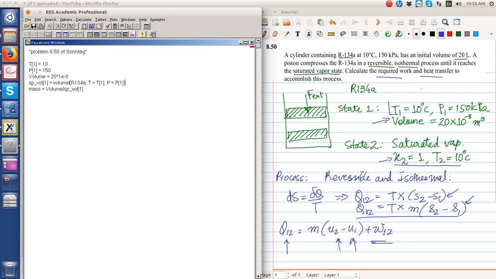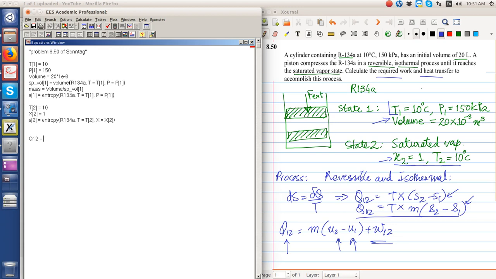S1 is equal to the entropy, copy this. Similarly, S2 is equal to, T2 is equal to 10, x2 is equal to 1, and so the S2 is equal to entropy of R134A at T equal to T2, x equal to x2.